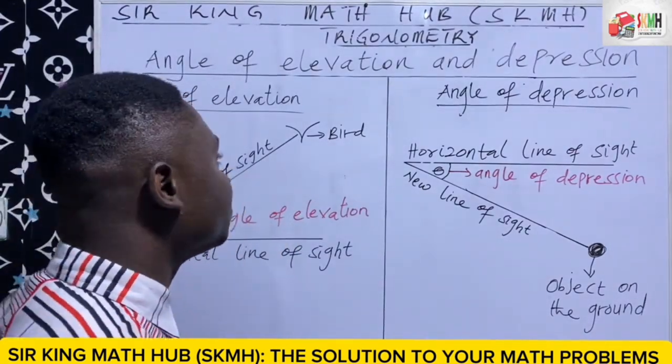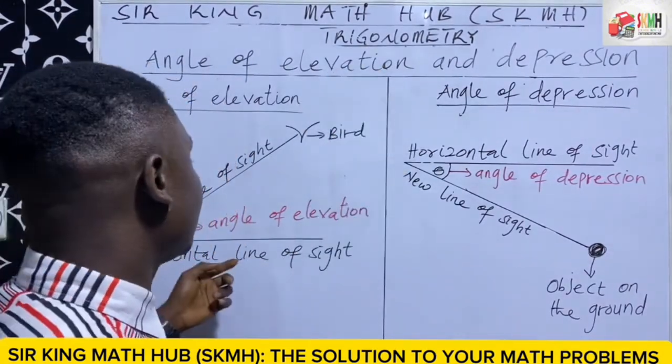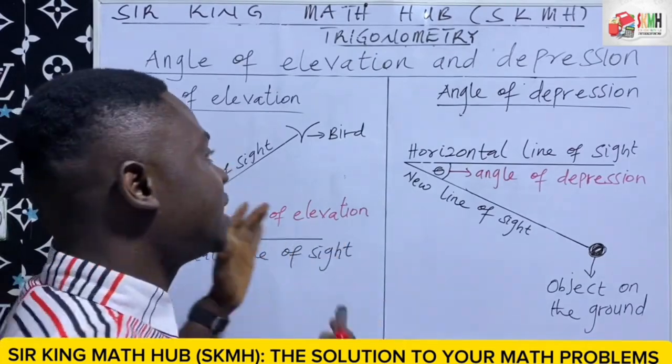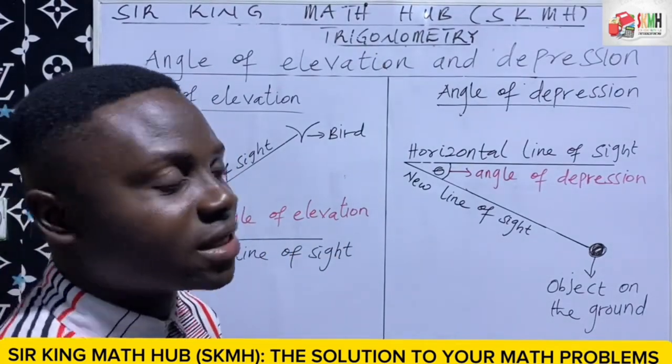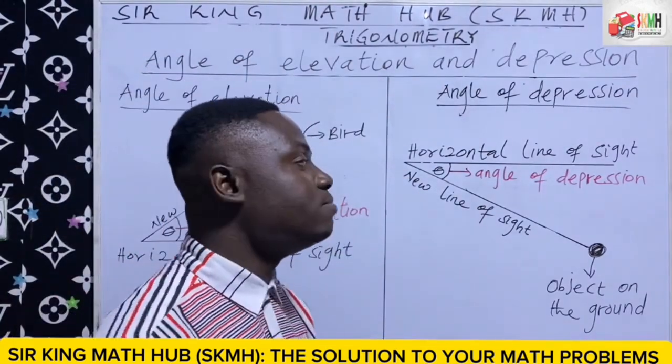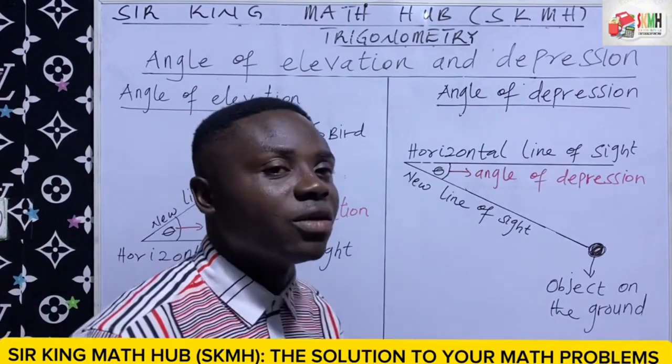So in conclusion, anytime we view an object above our horizontal line of sight, then angle of elevation will be created. On the other hand, when we view an object below the horizontal line of sight, then angle of depression comes into play.